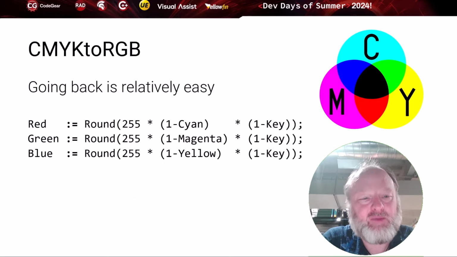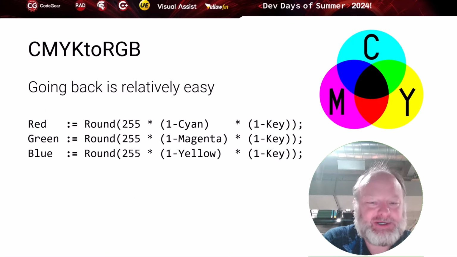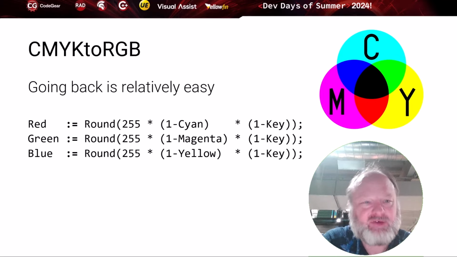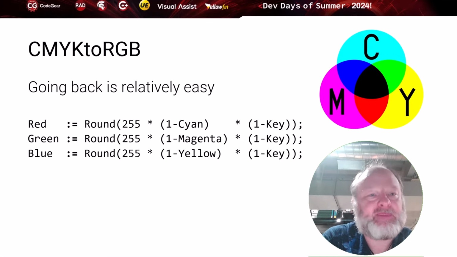And then going from CMYK to RGB is much easier. You're just taking the inverse. You don't have to calculate the key, the black.